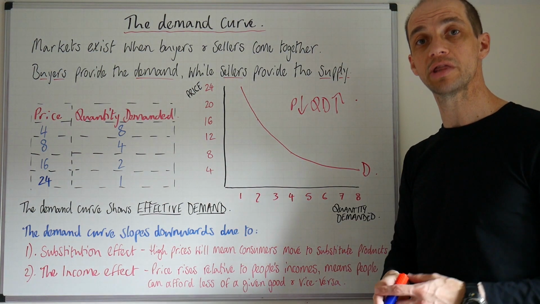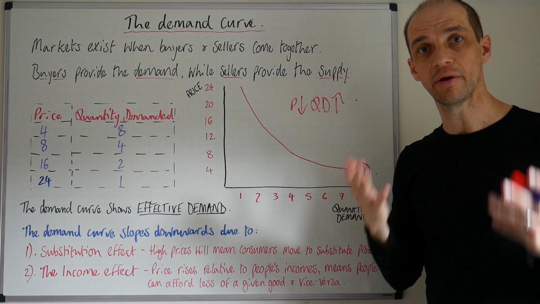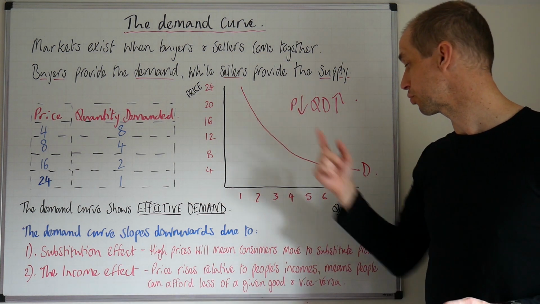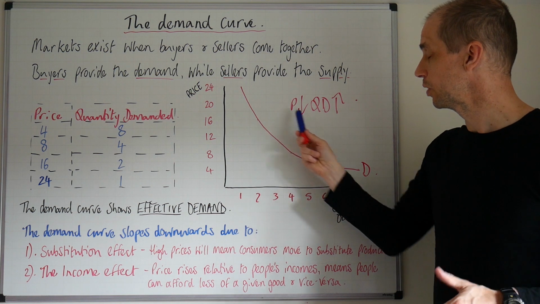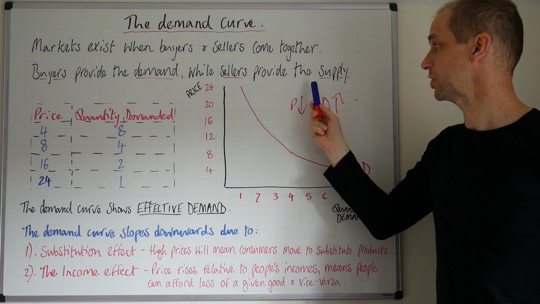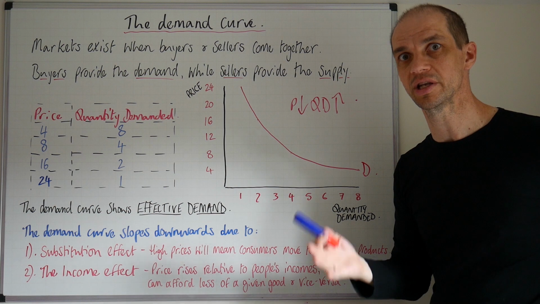So do make a note there that you have a negative slope. There is an inverse relationship between price and quantity demanded. That's really important to be aware of. We also see the opposite scenario, that if price goes up, quantity demanded goes down.